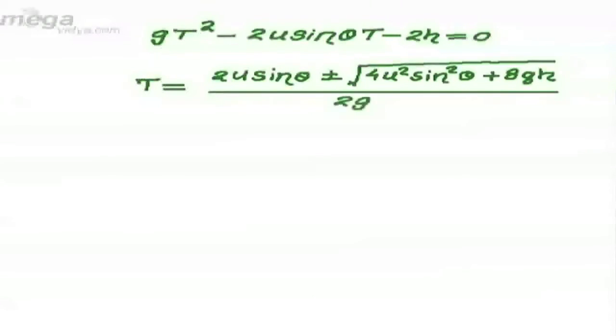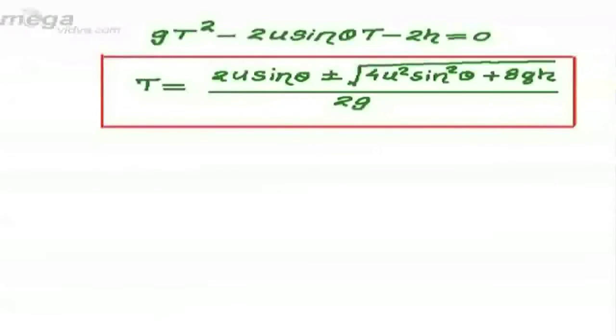I want to suggest that you don't try to remember this typical form for the time of flight. Just follow the procedure which I have taken here with the given data-based questions. You can very easily find this relation. It will become very short for you. So there is no need to remember this typical form of time of flight. Just go through the process.